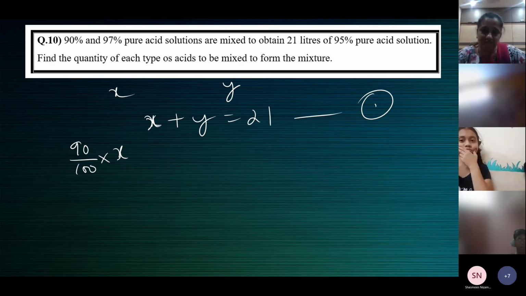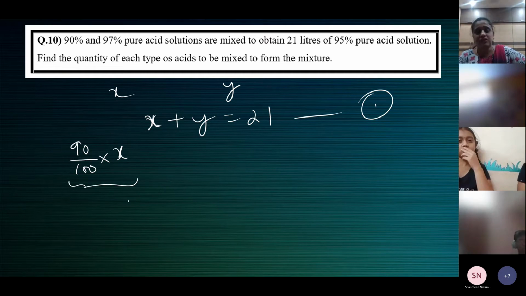In X liters, X liters completely is not acid. Then how much is acid? 90% of X is acid. That means 90 by 100 into X is acid. In X liters, 90X by 100 is acid. So this is the quantity of acid from the first one.